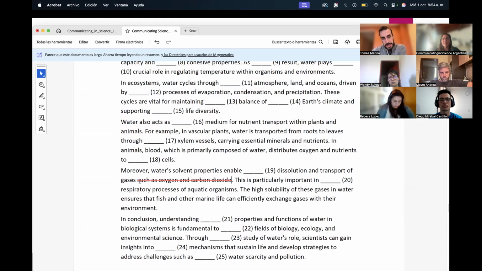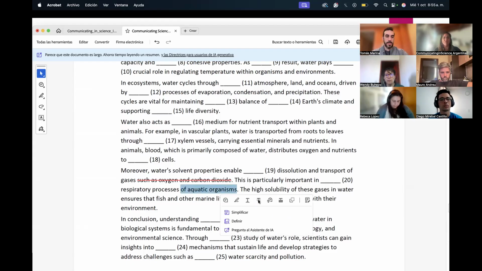What I understand is that you're saying that if the sentence ended here, if it didn't have this part that I crossed, you could leave it without the article. "Enable dissolution and transport of gases," period. The whole process. In this case, as you provide an example, you make it more particular, and you need the "de". And the same happens here. It's not just respiratory processes, it's respiratory processes of aquatic organisms.